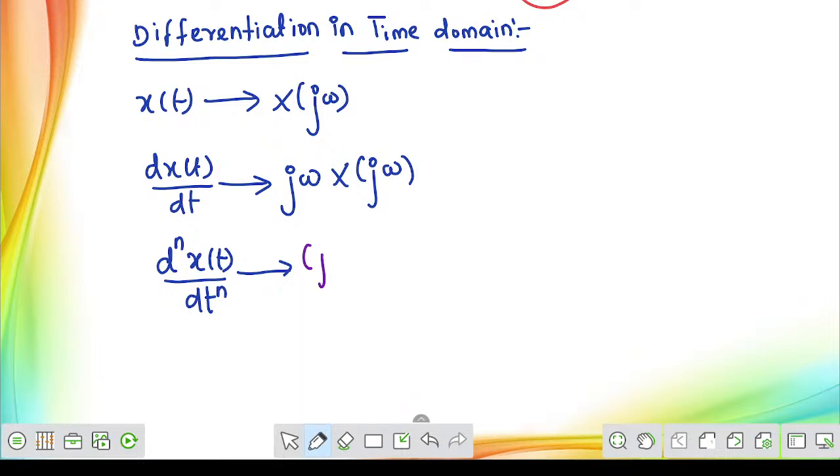It means you can write (j omega) to the power n into X of j omega. Understand? So this is how we are applying the time differentiation property. So it is very simple.